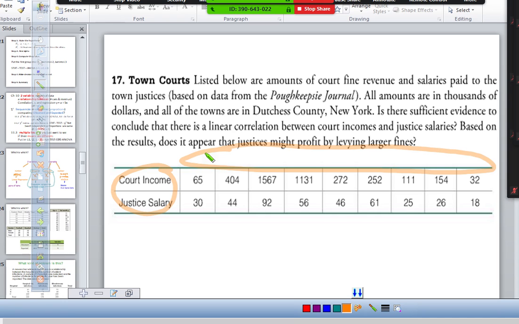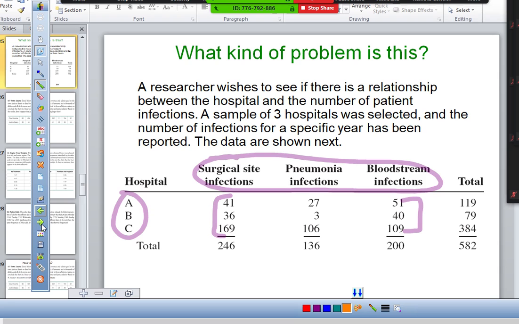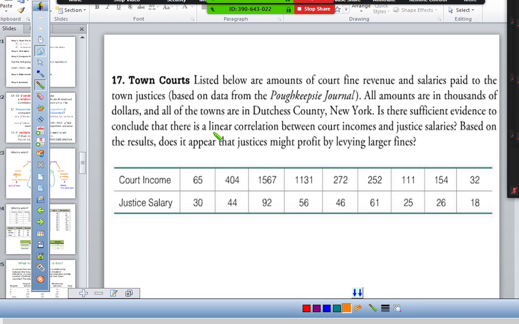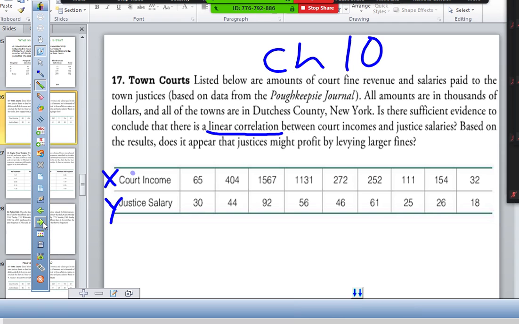So it can't be a chi-squared. This chi-squared has to have something along the long ways, and ideally it has to have the top and the side. So this is not a chi-squared. So that means it has to be either ANOVA, which doesn't make sense because ANOVA would have 3 or more lists. It's only 2. And you also notice it says linear correlation. So that is another hint that it is chapter 10. That's my X and my Y.